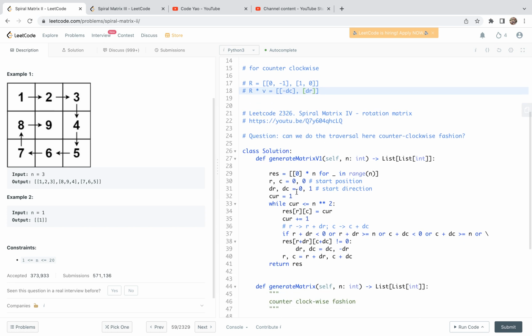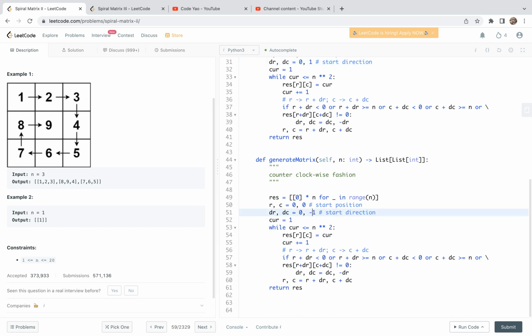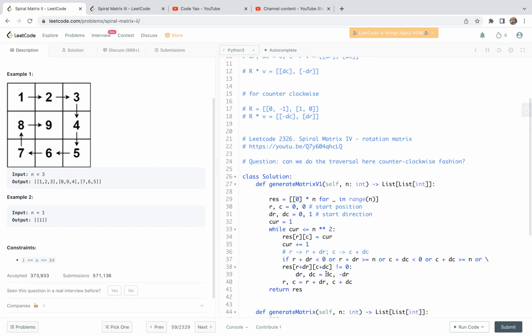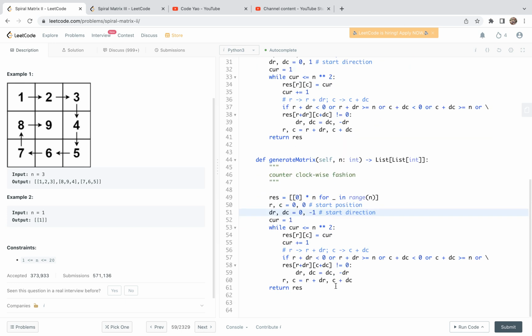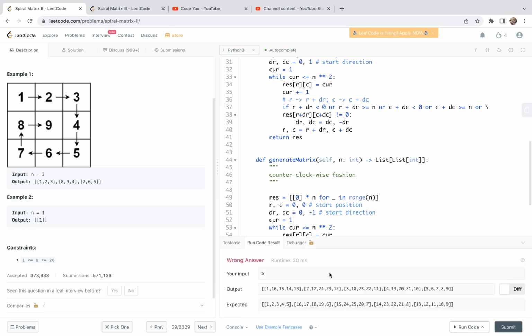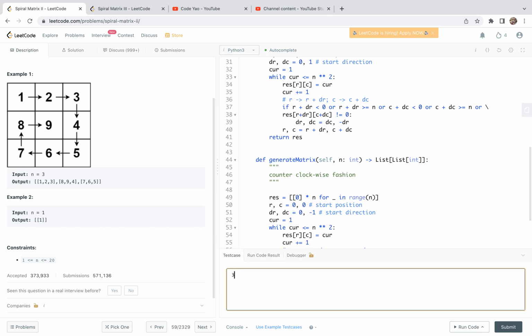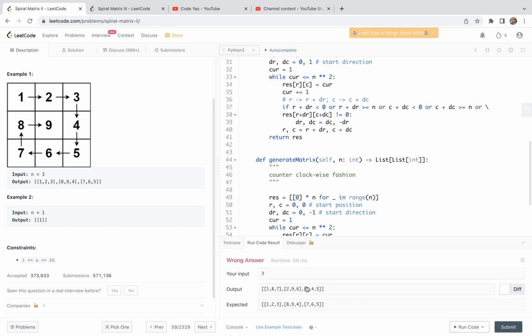So here basically we do not need to change anything. We change the start direction to be negative 1, so we move to the left, and then the direction update rule is negative dc, dr. Then if we do the check, this is a counterclockwise traversal. So you can test for the case 3 to make a comparison with the example 1 here.